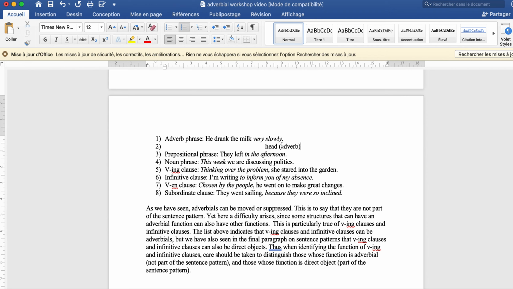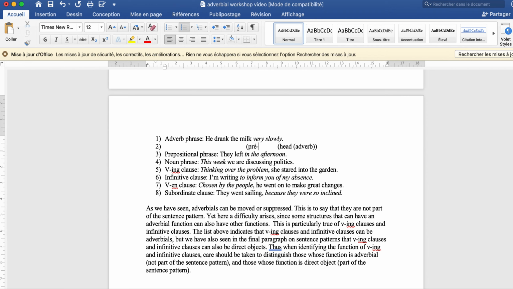So here we have an adverb, and we have a pre-modifier, which is very. Very is going to be a pre-modifier. Slowly is going to be the head. So I'll just write. Maybe we're going to put our head. It's always a good idea to start with the head, right? And we're going to have our pre-modifier.